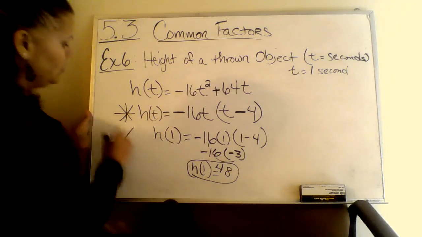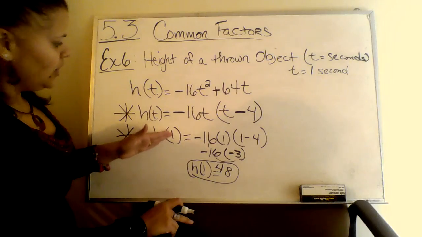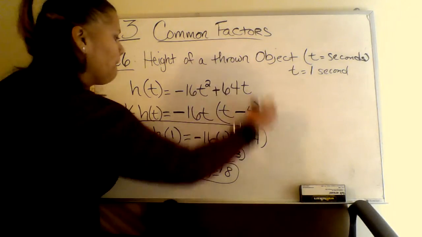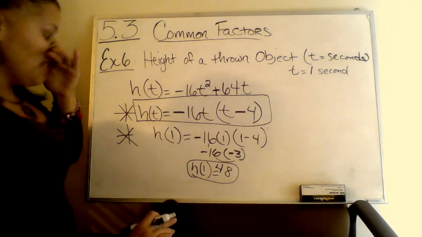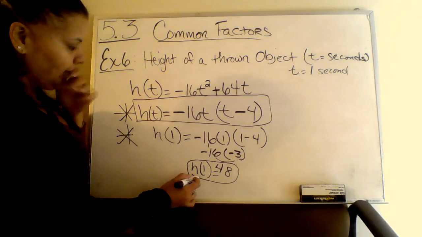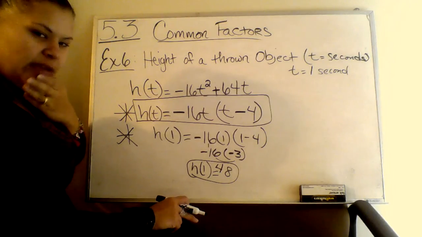And then next, we solve when given a value for t. So then you would have 2 things to do for this. So you would have to factor. And then when given the value or the seconds, you solve. Okay, you just substitute in for t. Okay? So that's when you get a height problem.